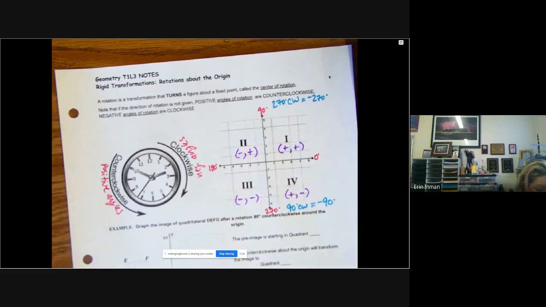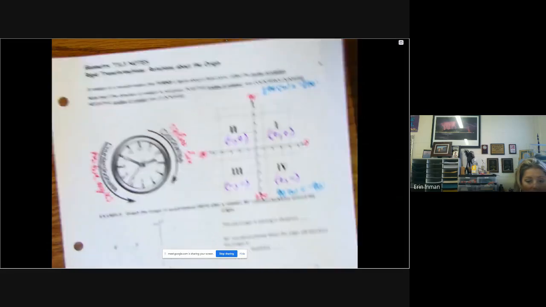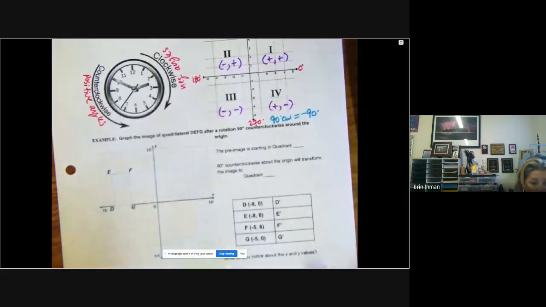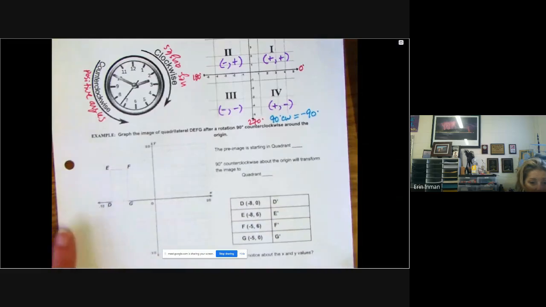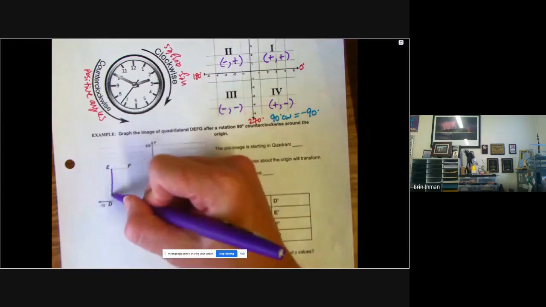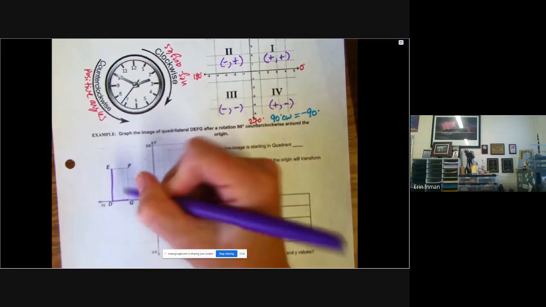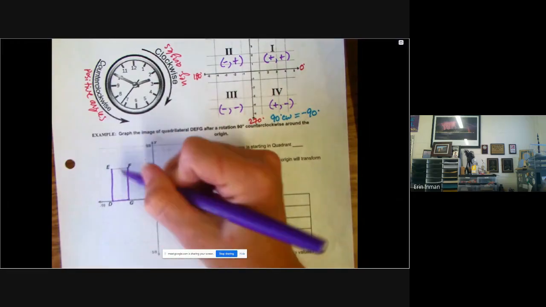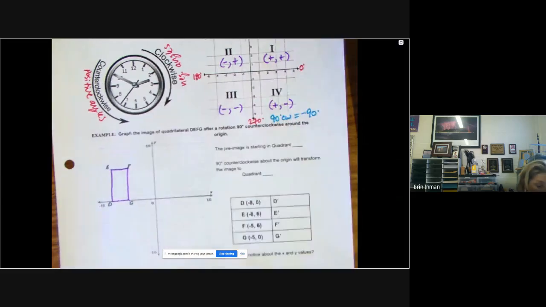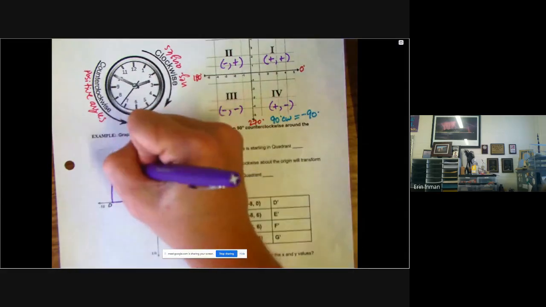All right, so let's talk about how we can do some transformations. There are multiple ways. We are going to get some rules, but if you don't remember the rules, I like for you to have a backup method, in case you don't have that rule sheet in front of you.